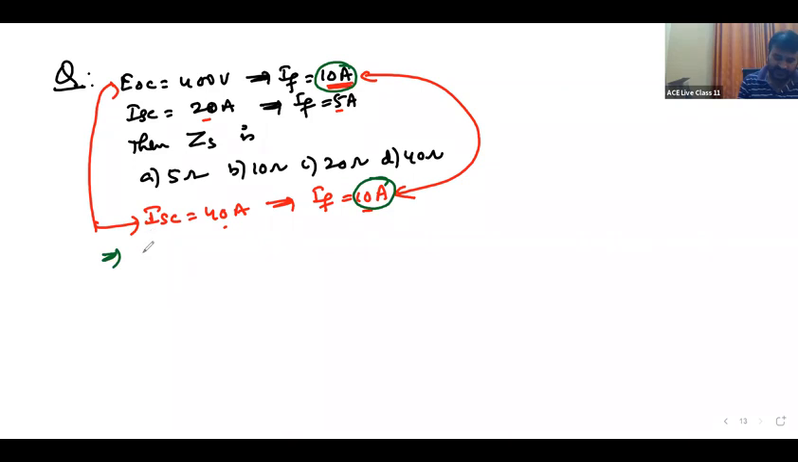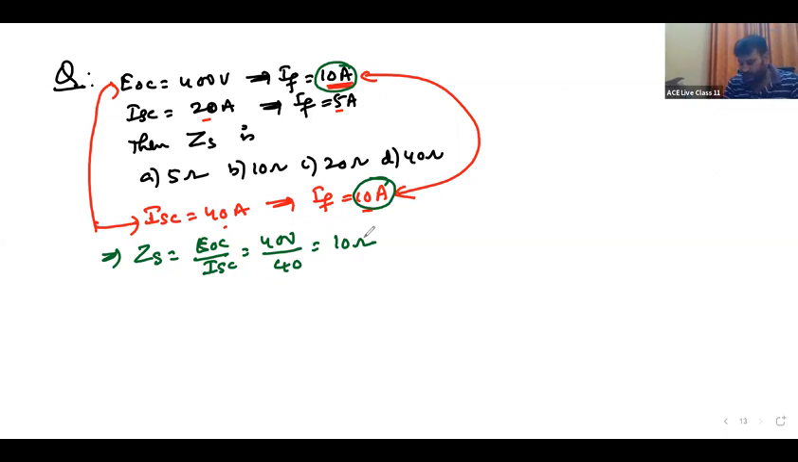Therefore, what is ZS? ZS is equal to EOC by ISC, which is 400 divided by ISC. ISC is equal to 40. Then it is equal to 10 ohms. That is correct. ZS is 10 ohms.